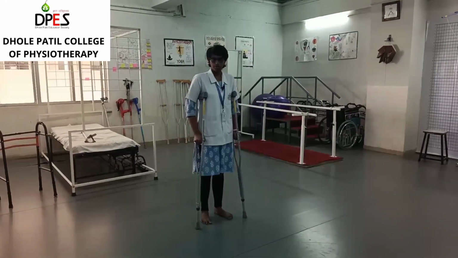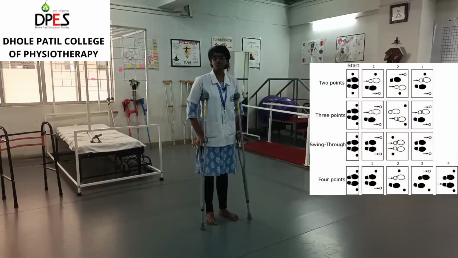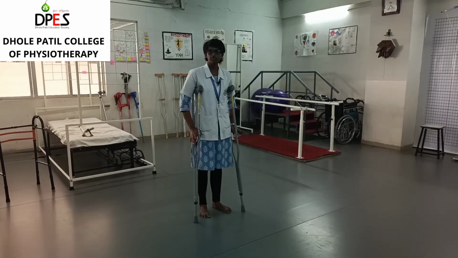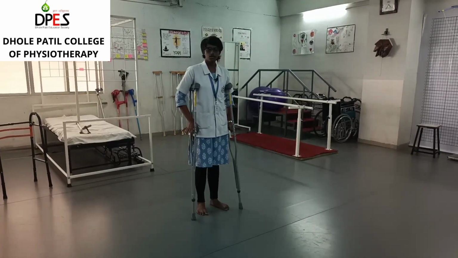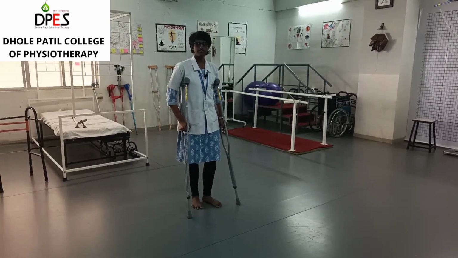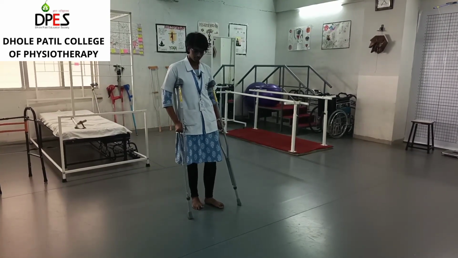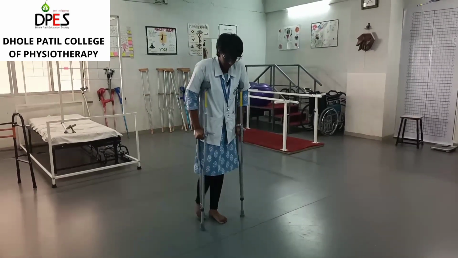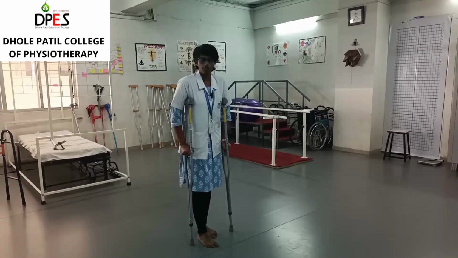Next one is 3-point gait. So in 3-point there are two types, partial weight bearing and non-weight bearing. First I am going to demonstrate partial weight bearing. In partial weight bearing we take both the crutches forward with the affected leg. So if my left leg is affected, I am going to take both the crutches and my left leg forward, press the weight via the hand grip and take my non-affected leg forward.